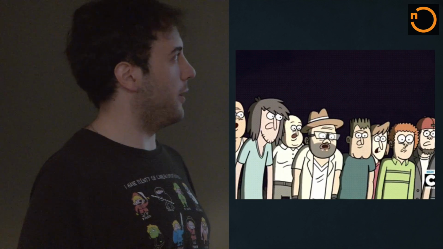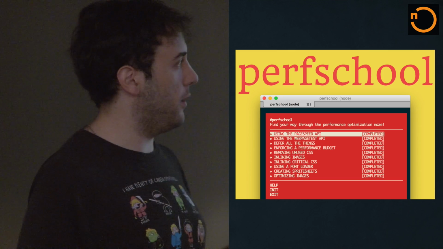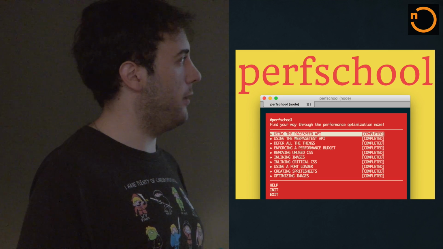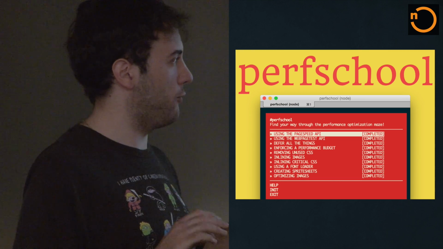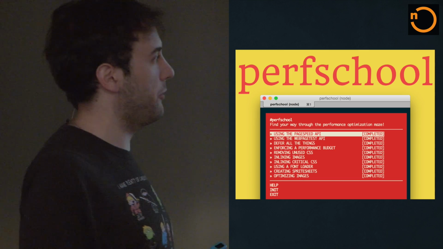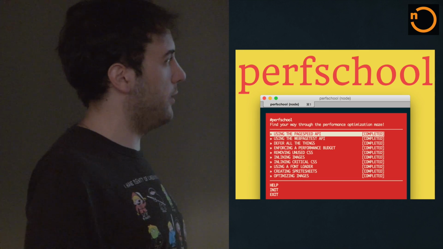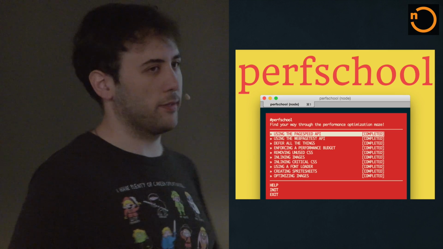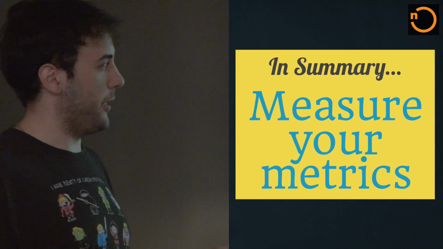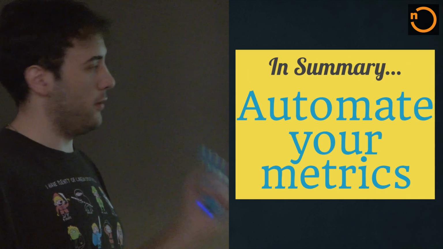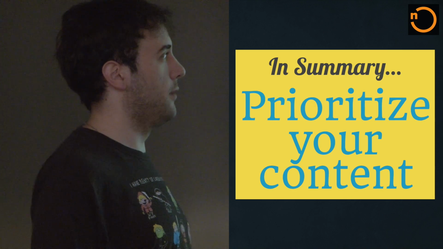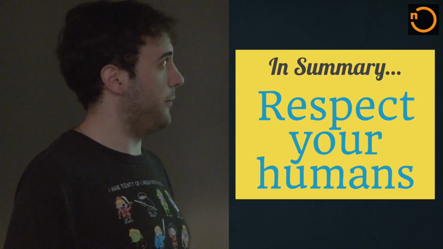So another thing you can use, Perf School, that's like a NodeSchool workshop thing that runs in your command line. I wrote this thing so that you can go through the exercises, and it's pretty well documented. So if you want to play around with everything I've been talking about, you can just run this and follow the exercises. So in summary: measure your metrics, automate your metrics, define your budget, enforce it, prioritize your content, optimize your content, respect your humans, and respect our web.